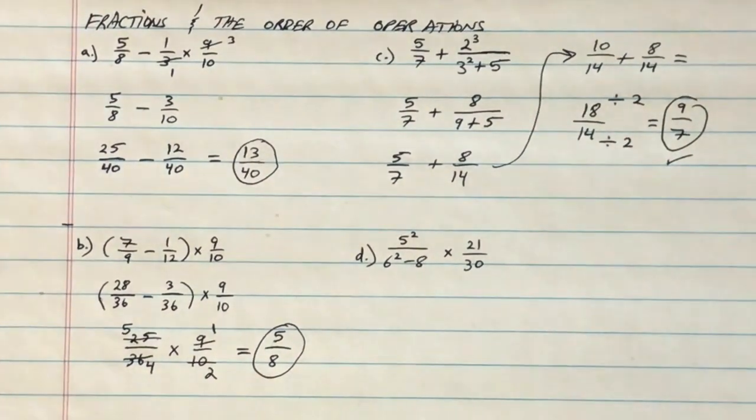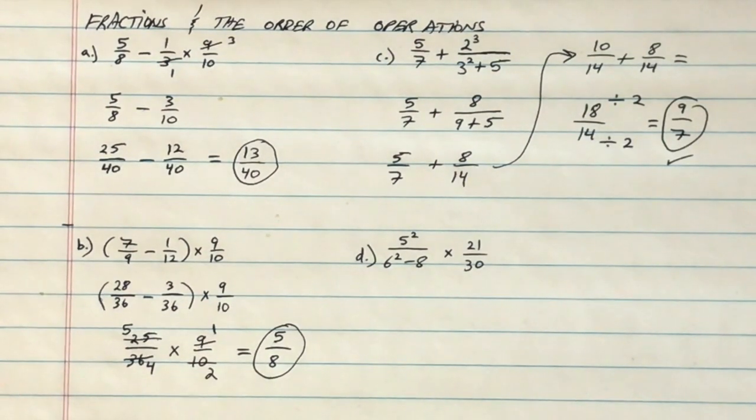You're all set with that. Could you turn that into 1 2/7? Sure. Would I mark it wrong? No, absolutely not. Would I say anything about it? No, I wouldn't even mention it. You could totally turn that into 1 2/7.